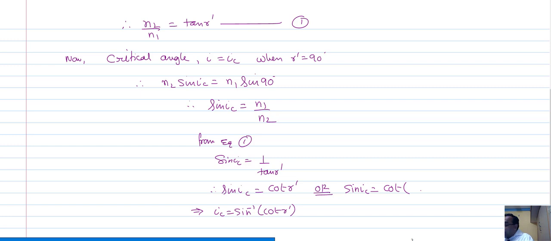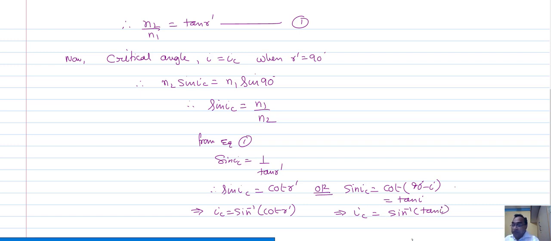We know this is 90 minus I, because I plus r dash we have seen it is 90. So we can say this is tan of I. So therefore critical angle is sin inverse of tan I.